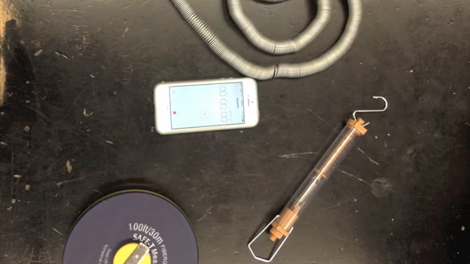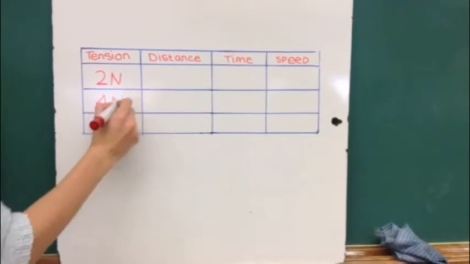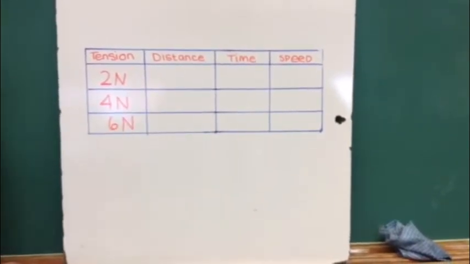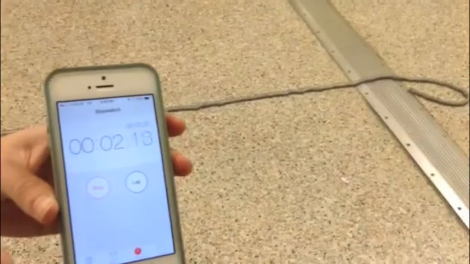We will be using a coiled spring to steady the motion of ideal wave pulses. We will be varying tension and seeing how this affects the speed of the wave. Make sure to measure distance and time so that we can calculate the speed. We will be increasing tension by 2 newtons, then 4 newtons, and 6 newtons. We will be starting off with 2 newtons and taking account of the distance and the time.